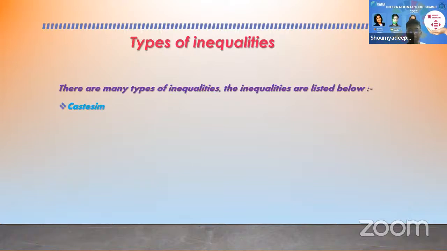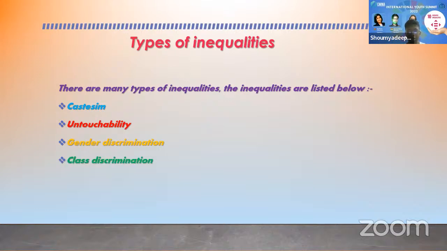There are many types of inequality. Some of them are listed below. Number one, casteism. Casteism is mainly based on caste. It is mainly found in India, like high caste and low caste. Then one more is untouchability.